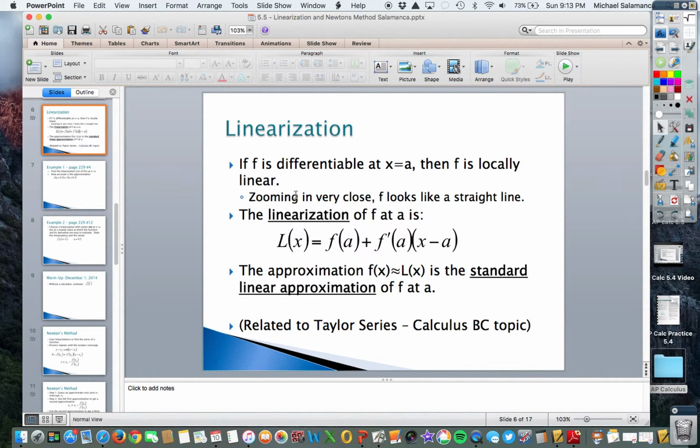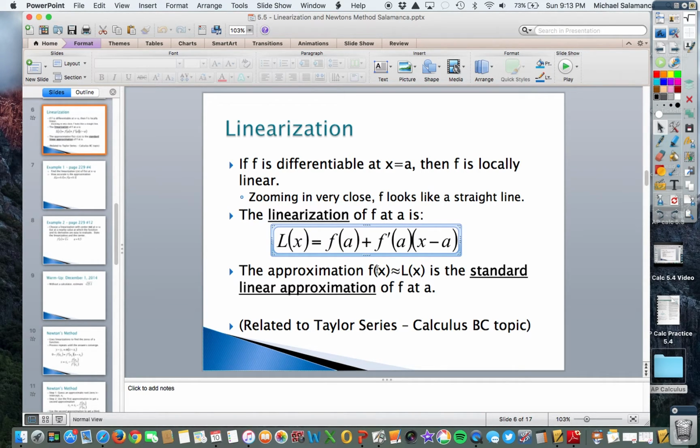Now, basically, the process of linearization is zooming in very close so that the function f looks like a straight line. So essentially, we're taking any function, and during the process of linearization, we are zooming in so much that it looks like a line. So the linearization of f at a is denoted by this following formula. L of x equals f of a plus f prime of a times the quantity x minus a.